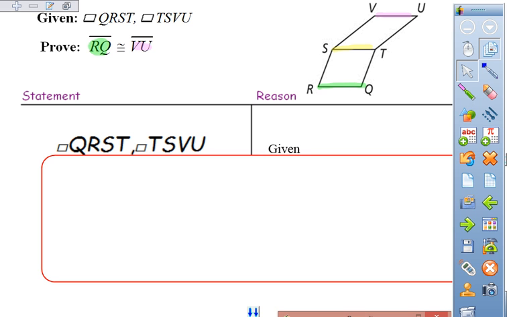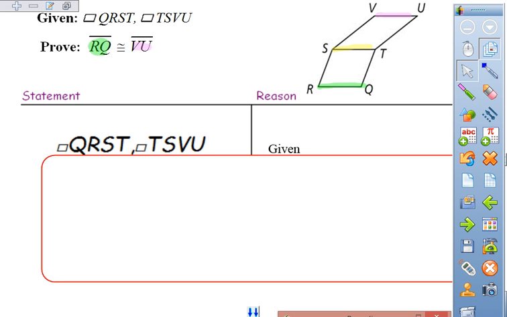So here's another review proof. We have two parallelograms, parallelogram QRST and parallelogram TSVU. We are trying to prove that RQ is congruent to VU, so the green is congruent to the pink. So given the two parallelograms. Now that we know we have parallelograms, we have all of these facts about parallelograms.